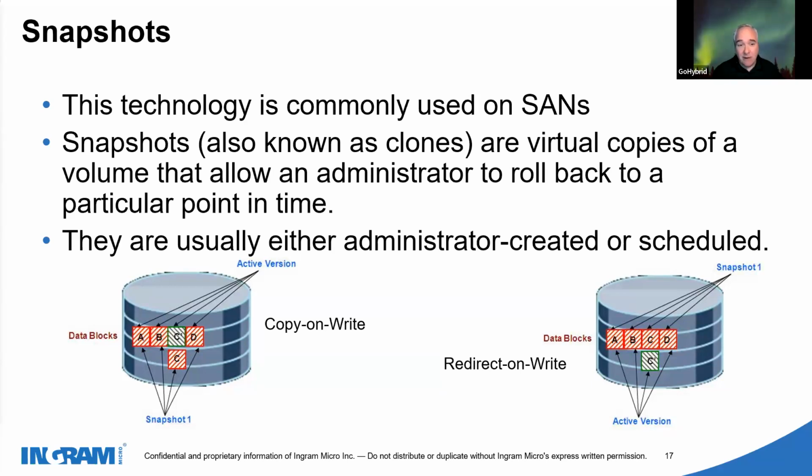On a redirect on write, I leave my original data alone. And if I make a change to C, I create a whole new block, which is a copy of C with the changes in it. In either case, if I decide the changes I made don't work, I want to roll back to the way my data was before. If I delete that snapshot, in either of those diagrams, the green block would be removed. And the old red C block would go back into place.